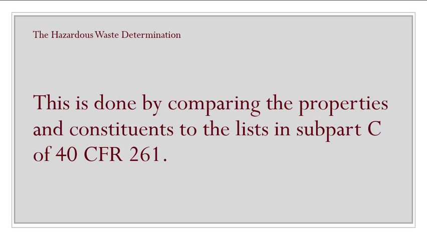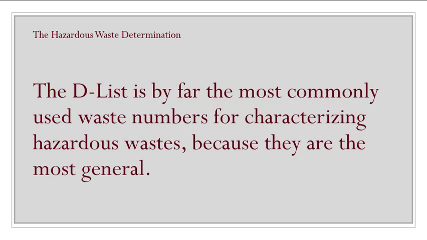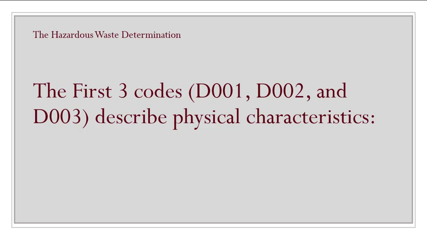So you can see that the listed wastes were by definition. The characteristic wastes are based on the relative properties of the hazardous constituents, let's say. So there's a big difference between the two. The D list is by far the most commonly used waste numbers for characterizing hazardous wastes because they are the most general. The first three codes on this list, we're going to go through all of them briefly here. The first three codes, D001, D002, and D003, that's how we call them. I hate saying D001.